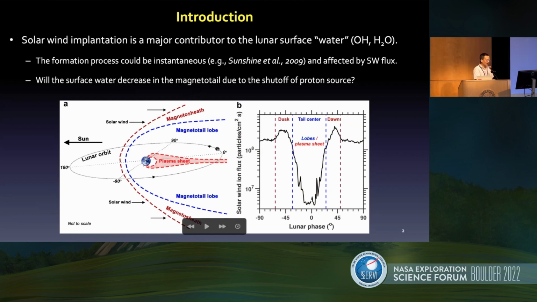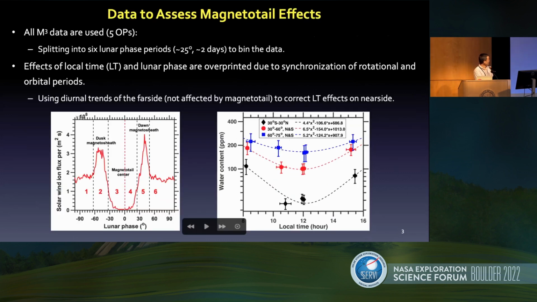So if the surface water formed instantaneously by solar wind, do we expect to see the lunar surface water vary with the solar wind flux? That's what we're going to test in this study. We're going to use M3 data. We will use all the data sets to get the best coverage. And we're going to split it into 6 different lunar phase periods, labeled here, to bin the data.